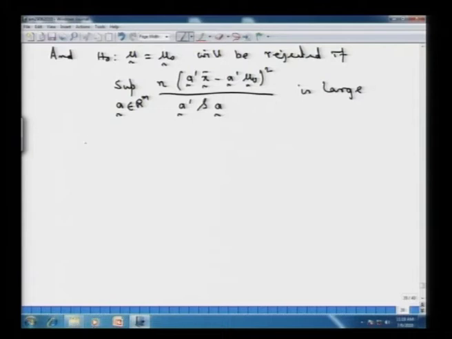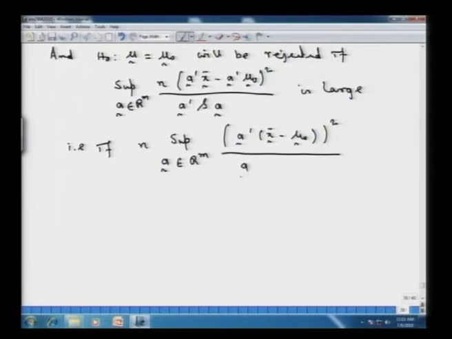Now, we need to look at what this is. We are going to reject H naught if, since n is constant and just sits outside, the supremum over A belonging to R to the power m of this particular quantity is large. Now, how do we write this particular quantity out here? I will take A prime outside here. So, this is A prime x bar minus mu naught, the whole square of that, divided by A prime S A, is large.